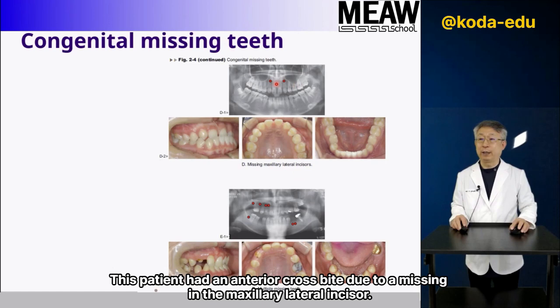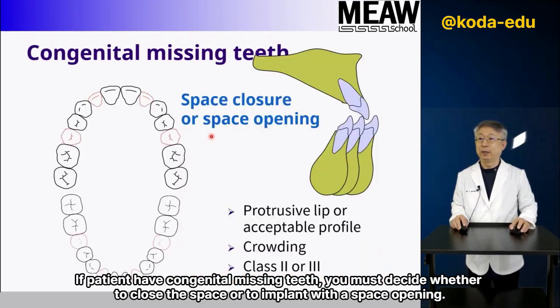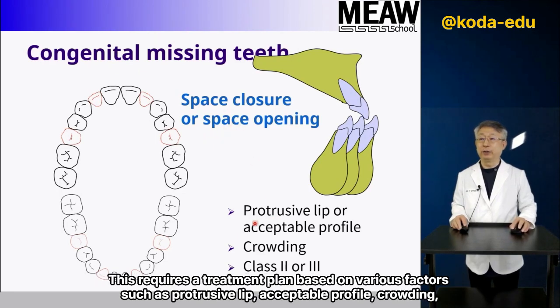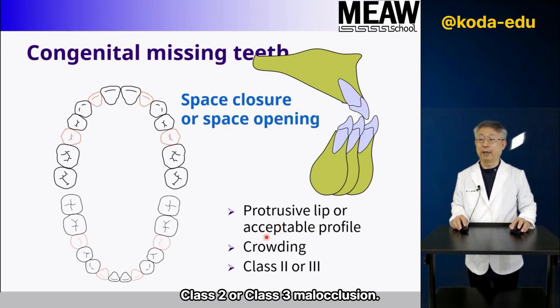This patient had an anterior crossbite due to a missing maxillary lateral incisor. If a patient has congenital missing teeth, you must decide whether to close the space or to implant with a space opening. This requires a treatment plan based on various factors such as protrusive lip, acceptable profile, crowding, and class 2 or class 3 malocclusion.